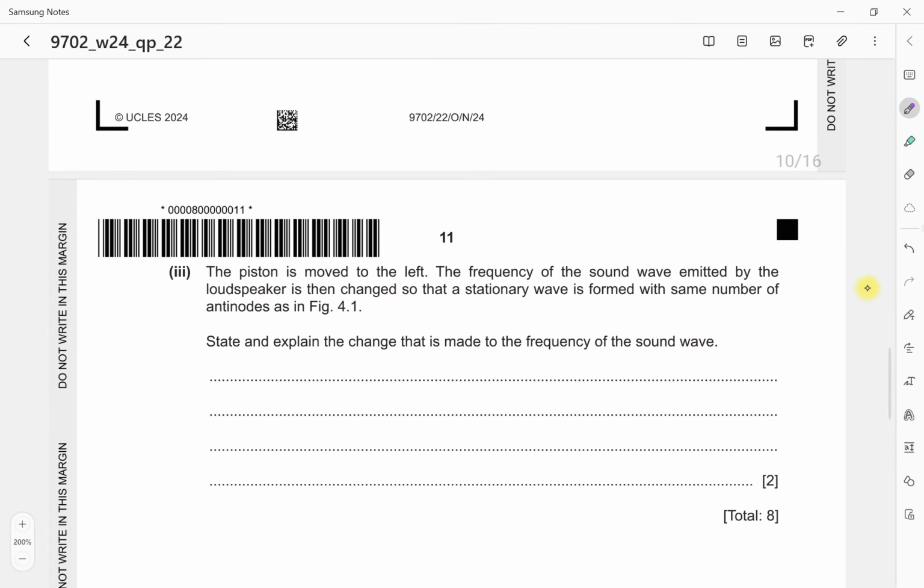The piston is moved to the left. The frequency of the sound wave emitted by the loudspeaker is then changed so that a stationary wave is formed with the same number of antinodes. There's only one antinode. If the number of antinodes remains the same, also the number of nodes remains the same. So it means the length L has increased, that is, the distance between the node and the antinode has increased, but the frequency has not changed.